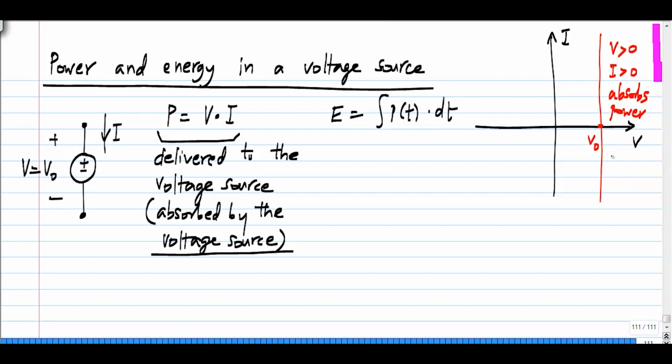And if you look at the fourth quadrant, V is of course greater than 0, but I is smaller than 0. That is, I defined in this direction is negative. That means that current will be flowing out of the positive terminal if it is operating in the fourth quadrant. Okay. And in this condition, it delivers power. So, a voltage source can either absorb power or deliver power. Because there is the possibility of the voltage source delivering power, it is an active element.